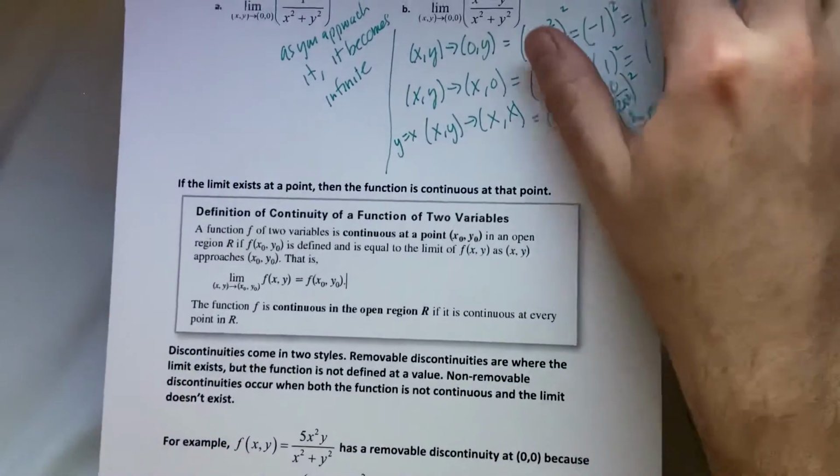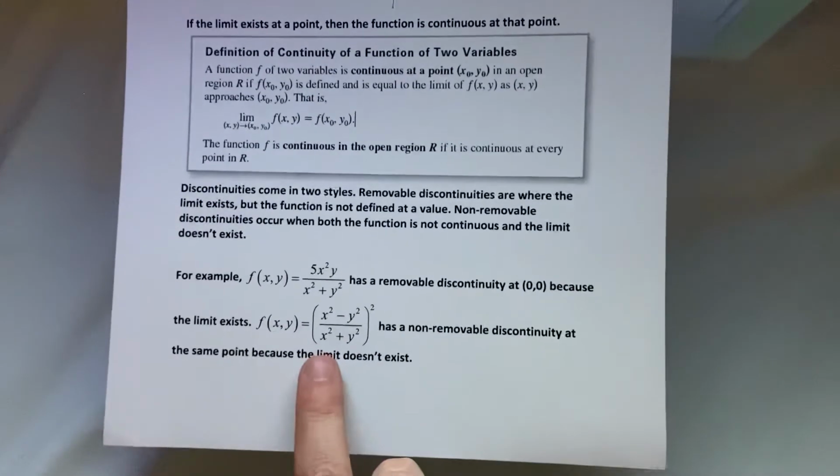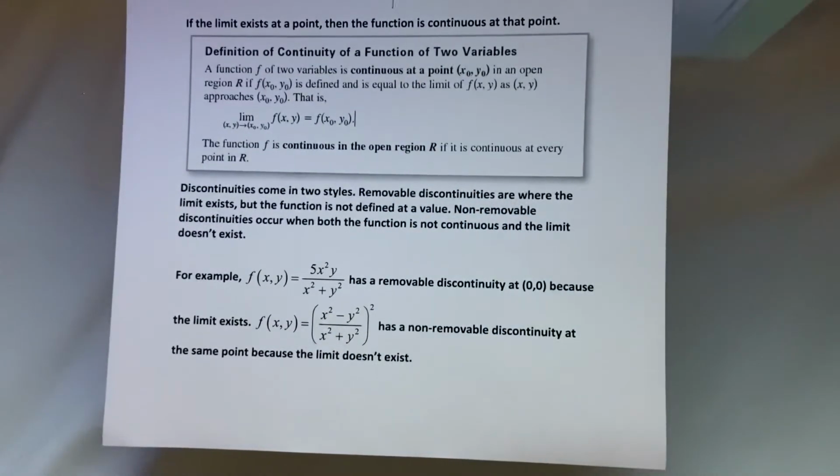Discontinuities come in two styles. A removable discontinuity is where the limit exists but the function is not defined. Non-removable discontinuities are when the function is not continuous and the limit doesn't exist. For example, 5x squared y over x squared plus y squared has a removable discontinuity at 0, 0 because the limit exists. It's because no matter which line, which direction you approach this from, you'll be able to cancel out variables in some way. Now, the one we just talked about, part B, has a non-removable discontinuity because the limit was going to different places, so the limit didn't exist.